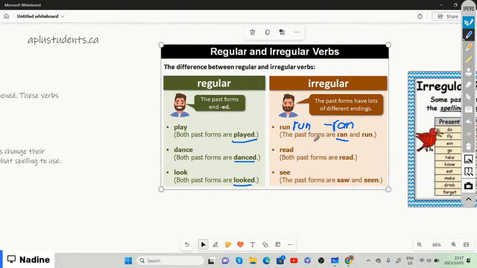So the present tense is read, and read stays the same. So read can be in the present and read can be in the past.